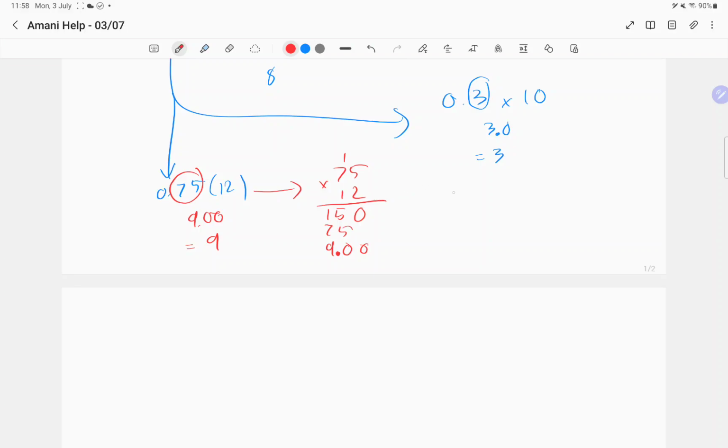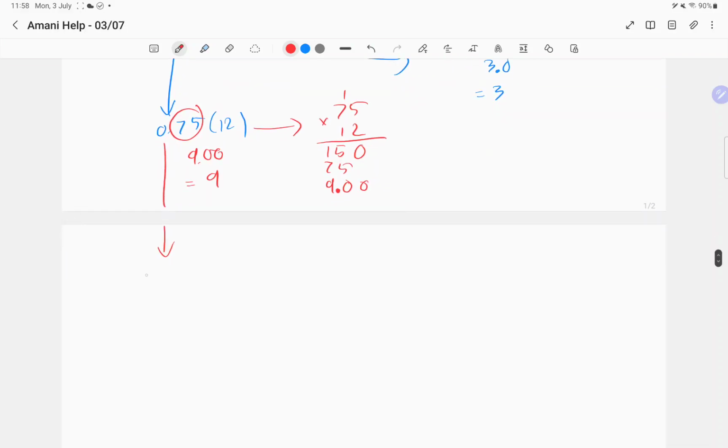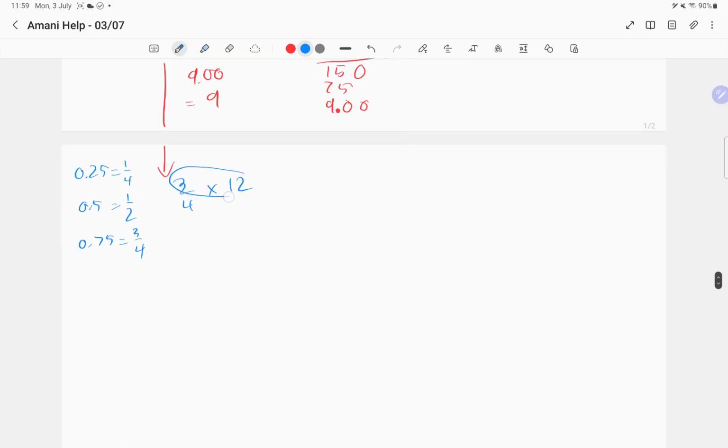Another way to do this one would be to rewrite the 0.75 as a common fraction. The common fractions are, let's say, 0.25 is 1/4, and 0.5 is a half. 0.75 is 3/4. So I rewrite this number 0.75 as 3/4 times 12. Same thing, I can times 12 to the top, so that would be 36 over 4. Now 36 divided by 4 is just 9. So that's another way of getting this done.